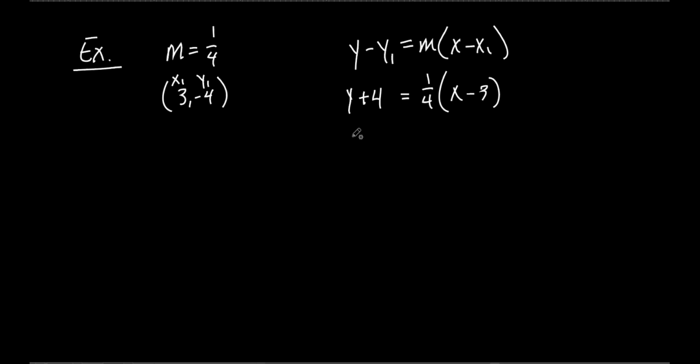What would you do first? I wouldn't get rid of that 4 yet. Distribute the 1/4. Yeah, I would distribute the 1/4, so I get 1/4 x minus what? 3/4. Wasn't bad, right?